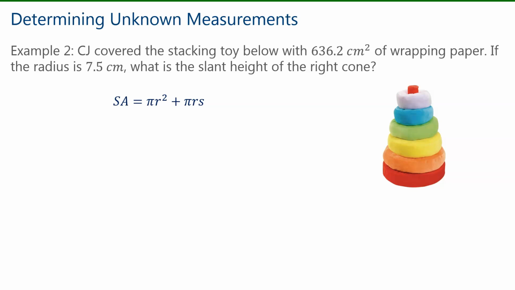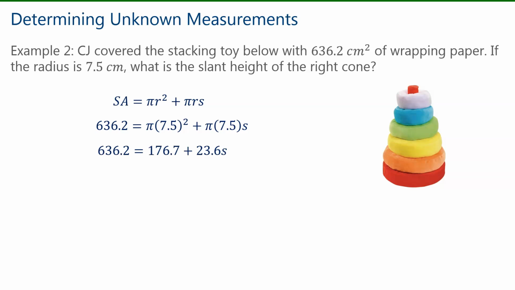So now let's fill in what we know. The surface area is 636.2, so I'll put that on the left side of the equation, and I'll fill in my r with 7.5. So I would get this here. Now to solve for s, let's simplify what we can. Let's put pi times 7.5 squared in the calculator to give us 176.7. And let's also multiply pi with 7.5 to give us 23.6s.